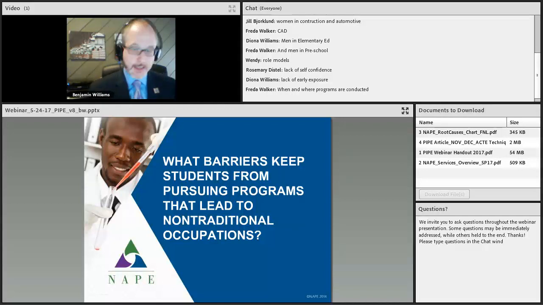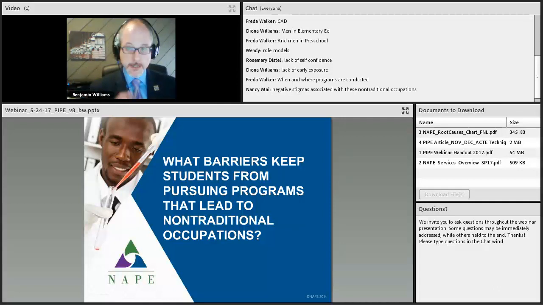Lack of early exposure, yes. So lack of career information, making decisions based on a narrow lens of what's out there because students just haven't been exposed yet. When and where programs are conducted, yes. So that can affect access. Transportation can be an issue, or even just awareness of where those programs are, how to access them, how to connect with them. Negative stigmas associated with these non-traditional occupations, yes, absolutely, in terms of people's beliefs and understanding, in many cases stereotypes around particular occupations.